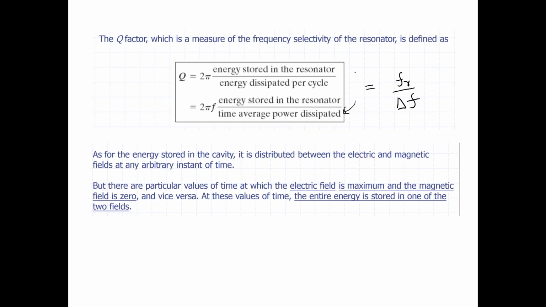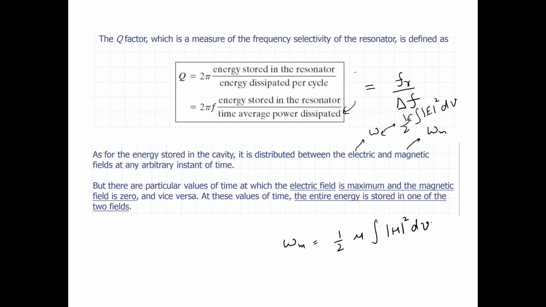As we had looked at yesterday, the energy which is stored in the cavity is either stored in the electric field, which we call WE, or the magnetic field, WM. WE being half of epsilon magnitude E squared in the volume, and WM being half of mu magnitude of H squared in the volume.